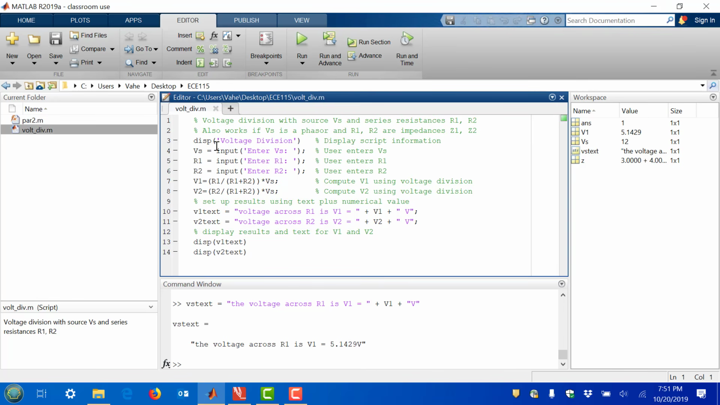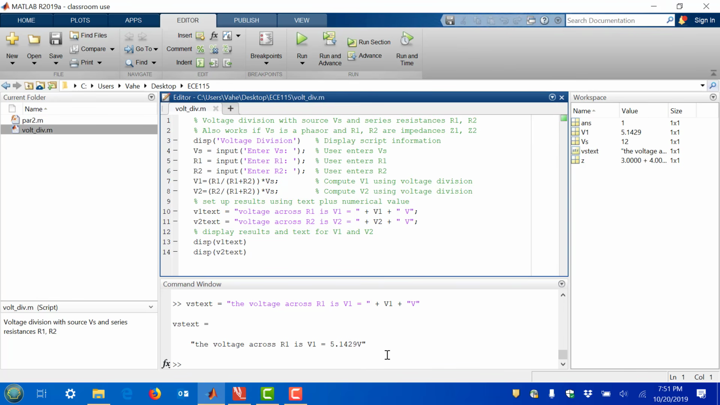So what this basically does is display voltage division. When you run this script, it'll say voltage division. It'll ask you for Vs, R1, and R2, and it'll calculate the two voltage division expressions, V1 and V2. And then it'll provide these text strings, exactly as I showed you, with little modification here and there, maybe a little space in front of the V, but other than that, it's identical to what I showed you. And then it'll display the results.